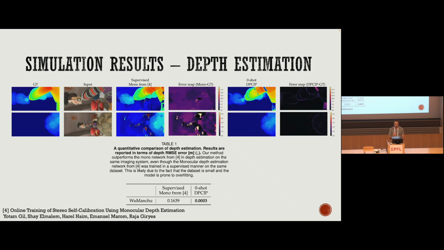I'll start with some simulation results for depth estimation and the all-in-focus image, and then I'll go over to real-world results. So we use our agent dataset, as I said before, and we compare it to a previous method that used the same imaging system, but again, used this supervised scheme that I've talked about. And you can see that DPCIP performs much better in terms of foreground objects and background objects, and we even add this error map per pixel so you can see it much more clearly.